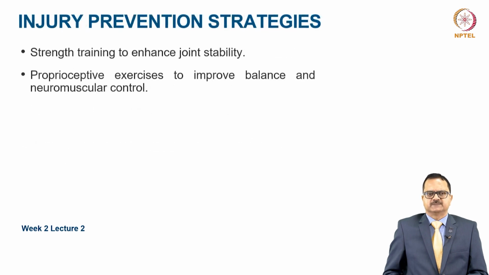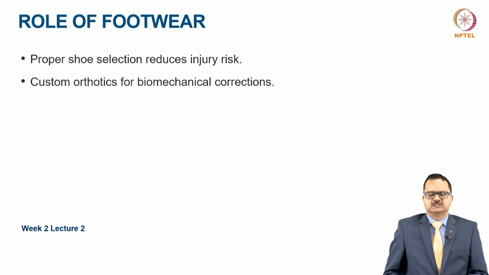Injury prevention strategies. Most important is strength training and proprioception exercises to improve joint stability and to improve balance and neuromuscular control. There is a very important role of footwear in preventing injuries to the lower limb, and proper shoe selection will reduce injury risk by a large extent. And if there are any biomechanical errors which need to be corrected, you can use custom orthotics for the foot and ankle.